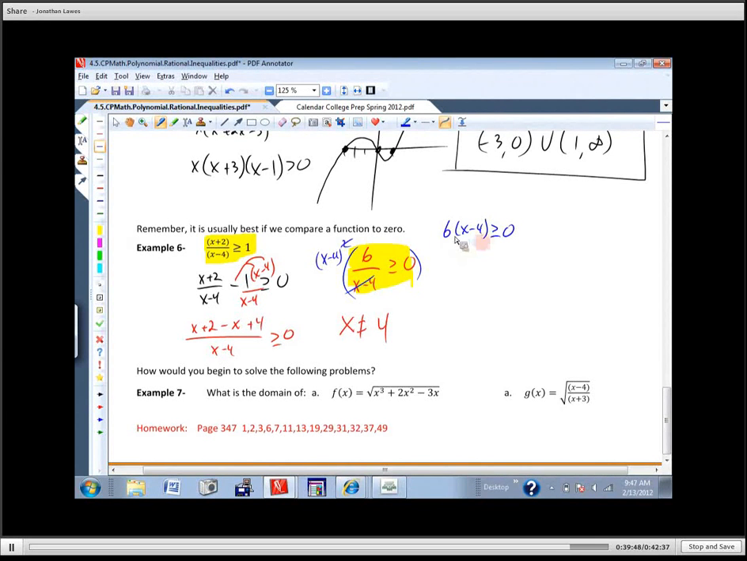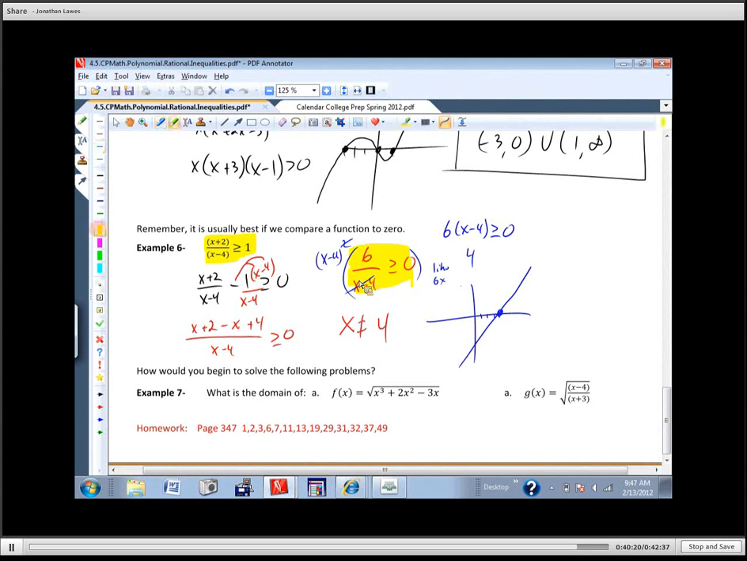Can you tell me what this looks like? 6x minus 24. It's a line, right? What's the x-intercept? The x-intercept is 4. And 6x starts down here and goes like that, and it's going to cross at 1, 2, 3, 4. So it looks like this. Oh, we're not quite done.